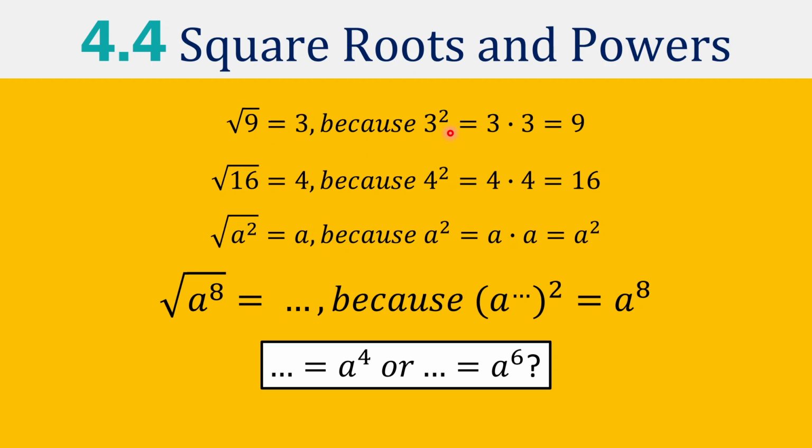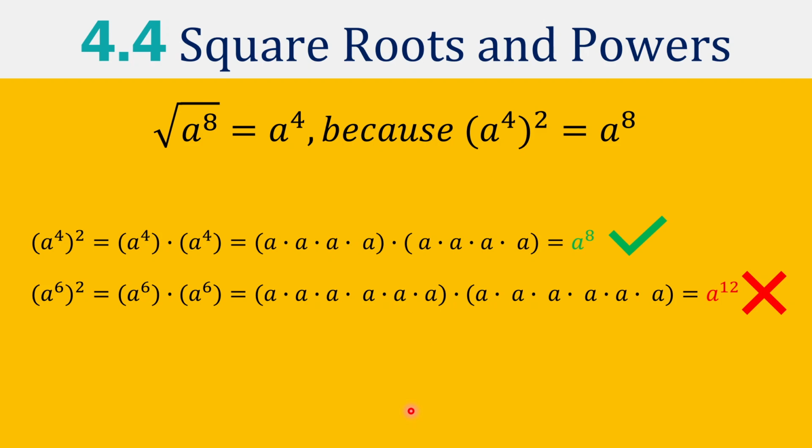Why? Because 3 squared is 3 times 3, which is 9, right? The square root of 16 equals 4 because 4 squared is 4 times 4, which is 16. We also already know that the square root of a squared is a, because a times a gives me a squared. Knowing this, if I take the root of a to the power of 8, does that become a to the power of 4 or does that become a to the power of 6?